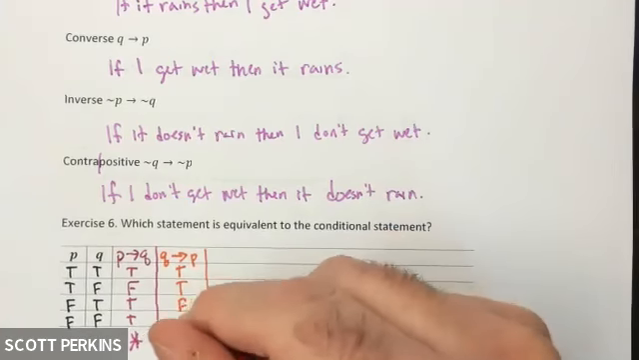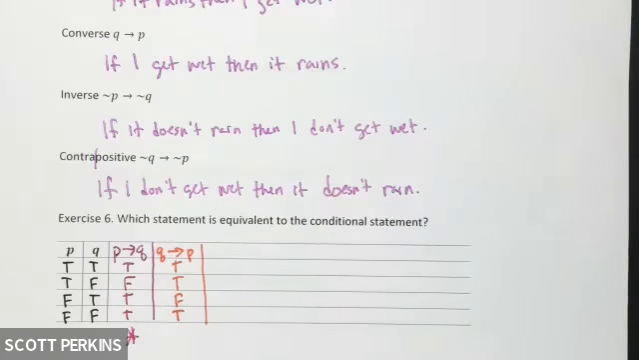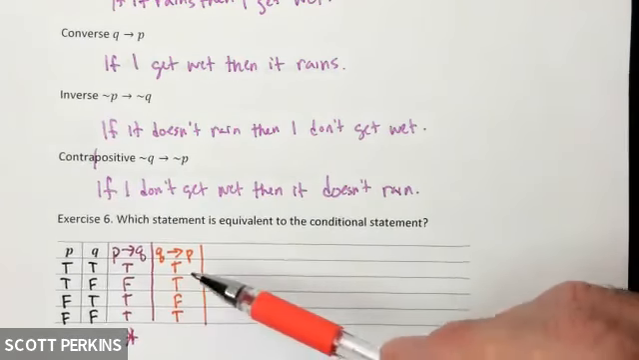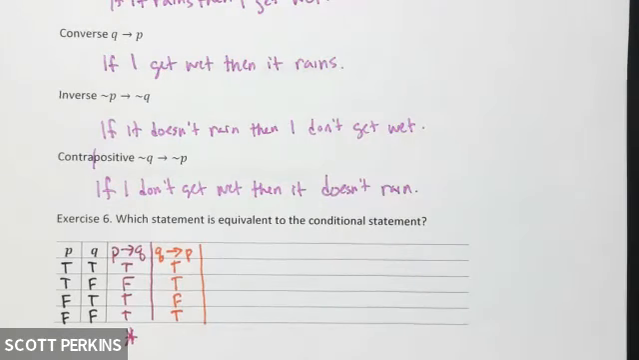We see that when I just flip the order of my two simple statements, I create a different statement. So the conditional and the converse are different, not equivalent. Remember, equivalent means they have to be exactly the same in every way. I know they both have three trues and one false, but they're in a different order, so that makes them not equivalent. Well, we'll keep going. I told you one of these statements was going to be equivalent.